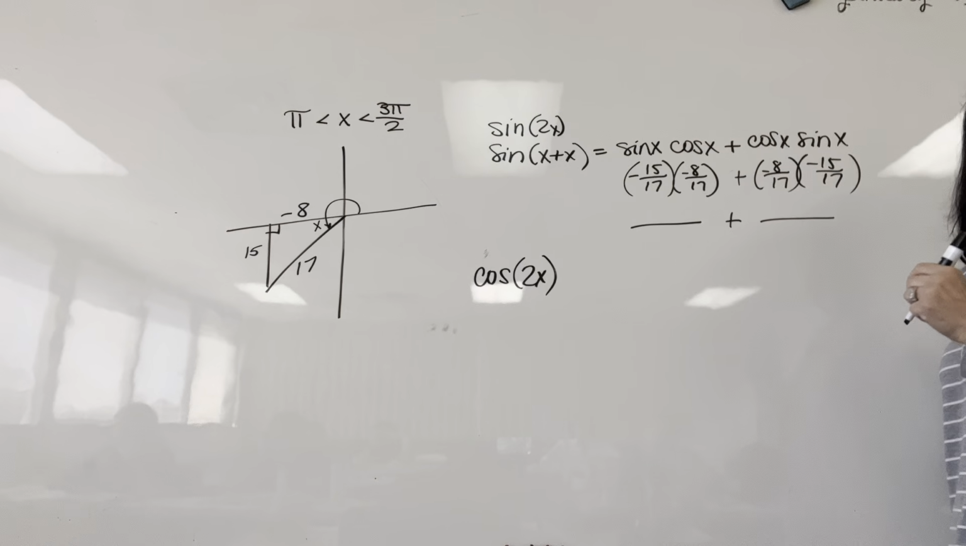Where did you get 2 sine x cosine? For sine 2x. But where did the cosine come from? Look at your identity sheet for sine 2x. You see your identity sheet? Sine 2x is 2 times sine x cosine x, which is actually what we wrote on the board to begin with, right?